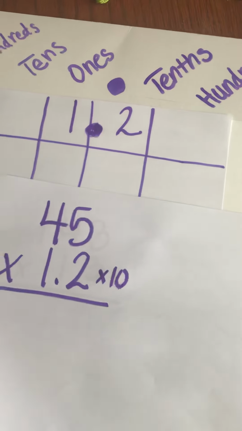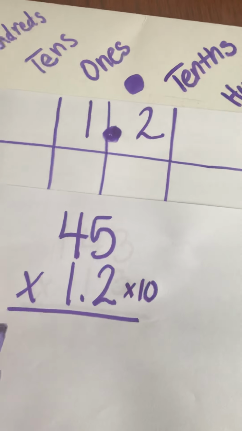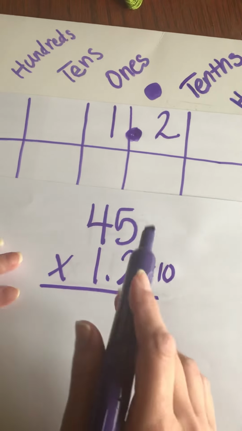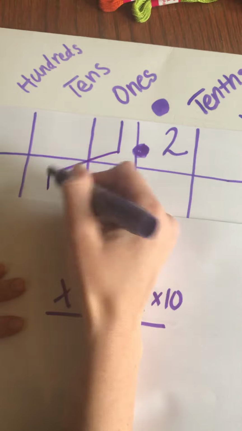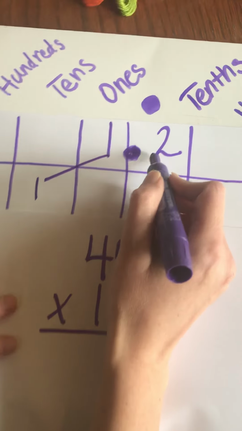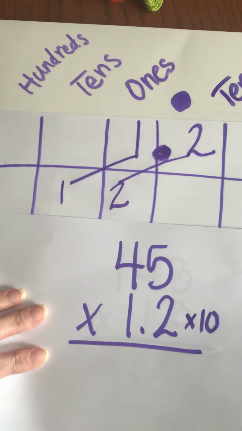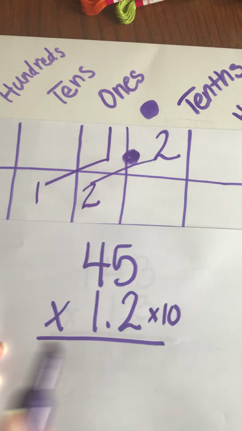And what that does, if I had 1 and 2/10, because I'm multiplying it by 10, that shifts the digits to the left on the place value chart, making each one 10 times bigger. So the 1 in the ones place is going to move to the tens place. The 2 in the tenths place moves to the ones place. So now I have 12. So 1 and 2/10 times 10 gives me 12.